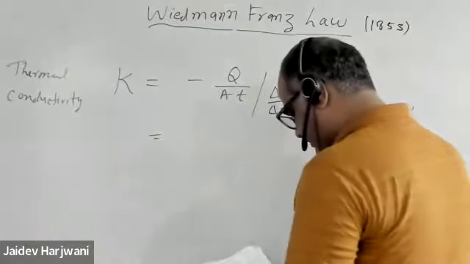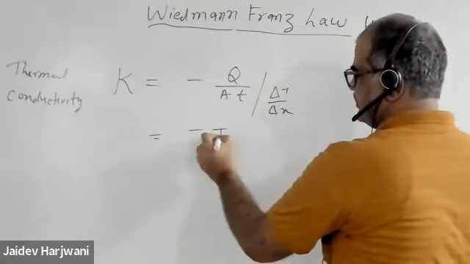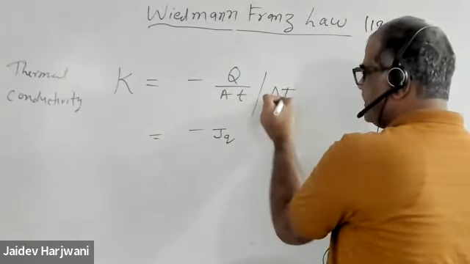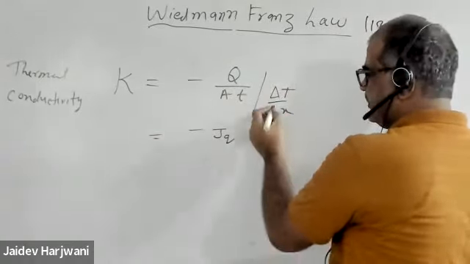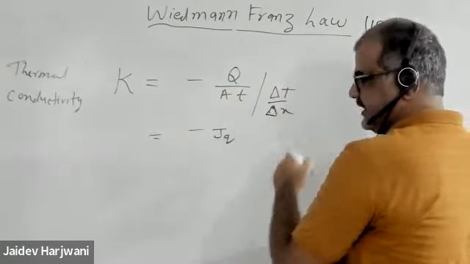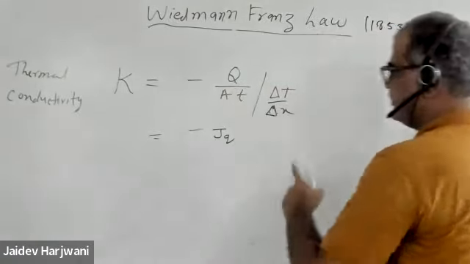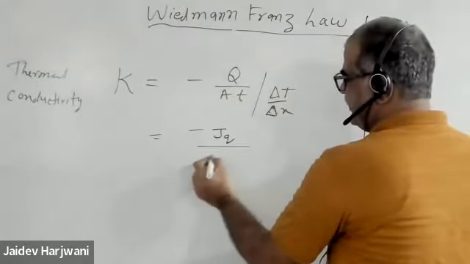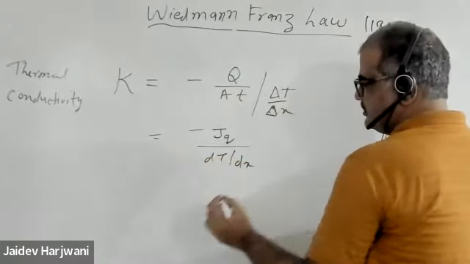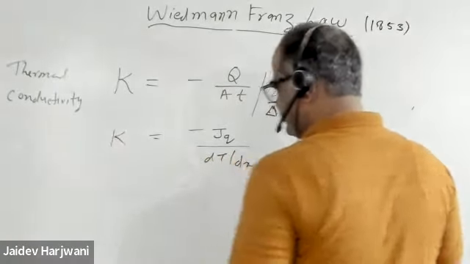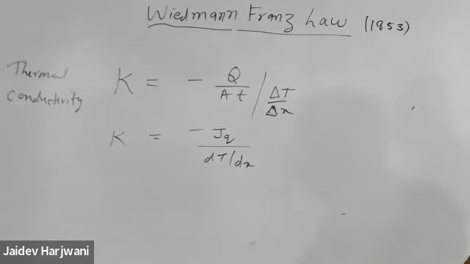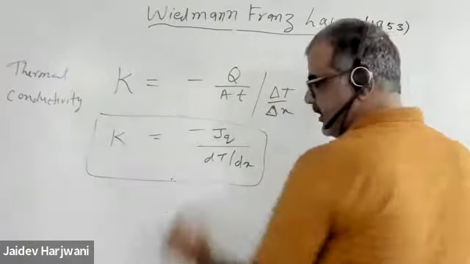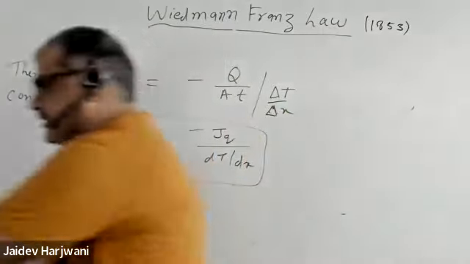So I write this current as JQ, the thermal current. And this is the temperature gradient, per unit temperature gradient, delta T upon delta x. Temperature varies with distance, so this is the temperature gradient. You can also write this as dT upon dx. This is the definition of thermal conductivity. Now you know this definition, and now I need to calculate thermal conductivity.